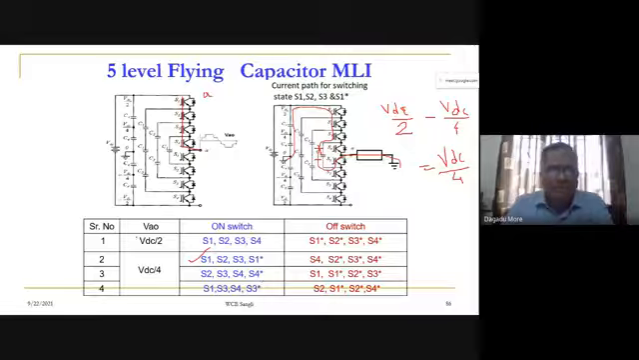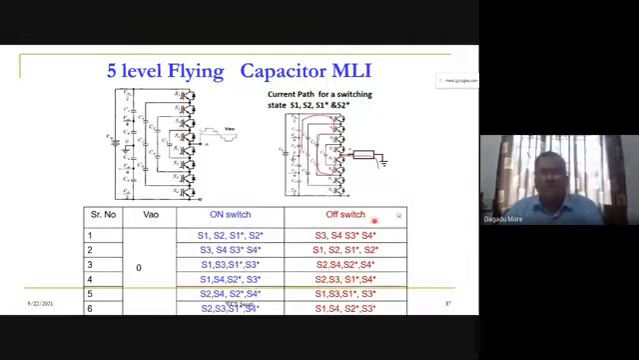Whereas for VDC by 2, we don't have switching state redundancy, because for that specific VDC by 2 we have to switch on these four devices. No switching redundancy is available. So here we are having a second level. So we discussed VDC by 2 and VDC by 4.